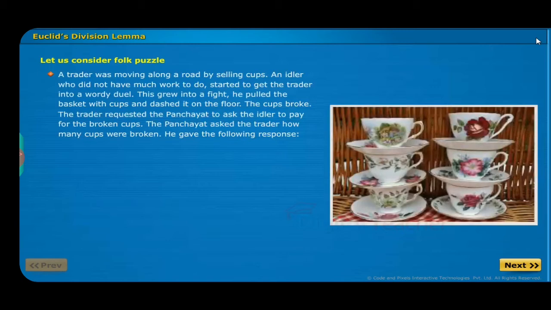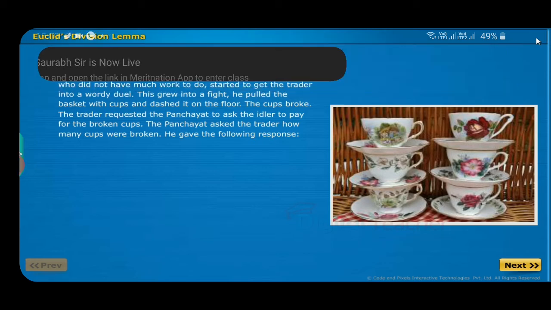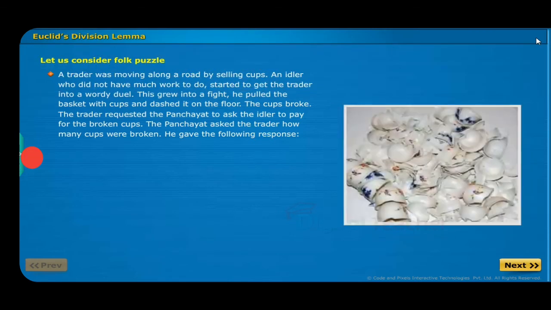Now, let us learn about Euclid's division lemma by considering a puzzle. A trader was moving along a road selling cups. An idler who did not have much work to do started to get the trader into a wordy duel. This grew into a fight. He pulled the basket with cups and dashed it on the floor. The cups broke. The trader requested the panchayat to ask the idler to pay for the broken cups.